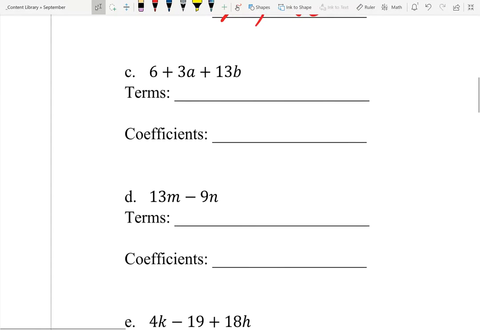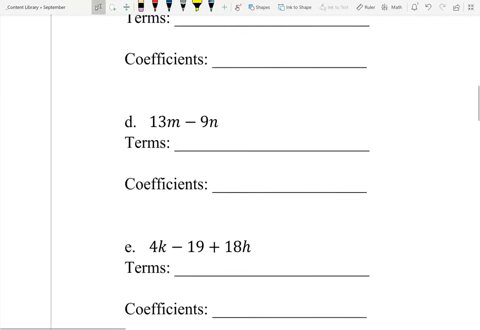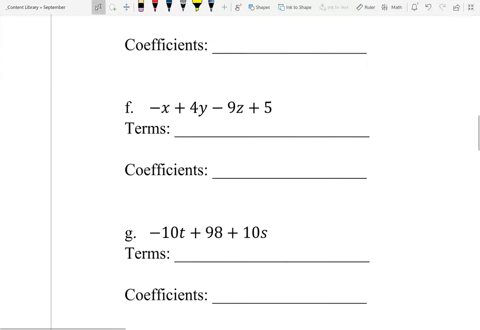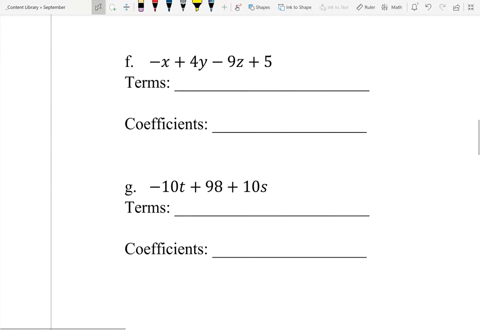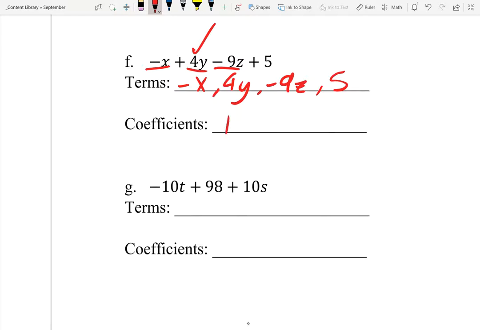So I'll skip these. I'm going to go to F because I know people are going to have a question with F. So F, very interesting. We have four terms. Most people can identify: negative x is a term, 4y is a term, negative 9z is a term, and 5 is a term. So we have four terms. That's simple enough to list out, but the coefficients are very important. Most people are going to notice 4 right away. 4 is a coefficient because it's associated to y, and people are going to notice negative 9 because negative 9 is associated to z. But what is associated to x?